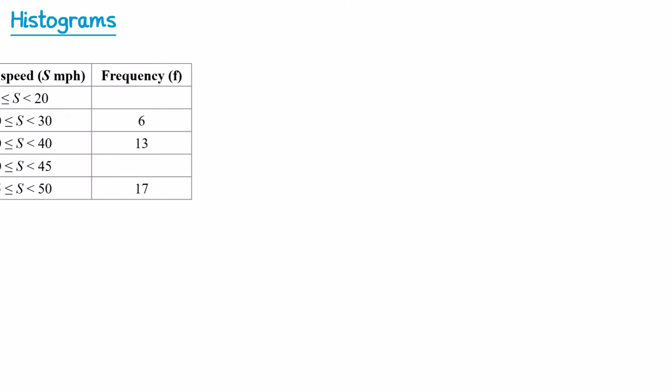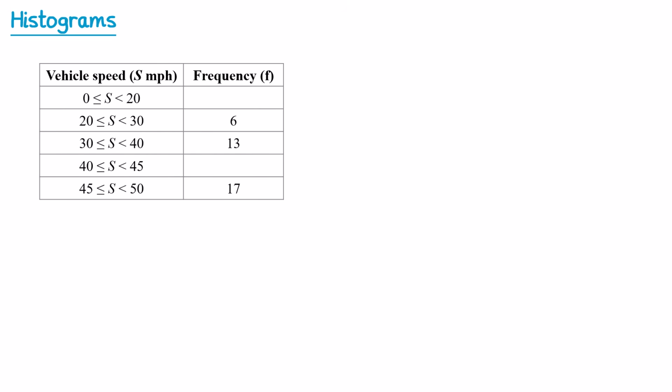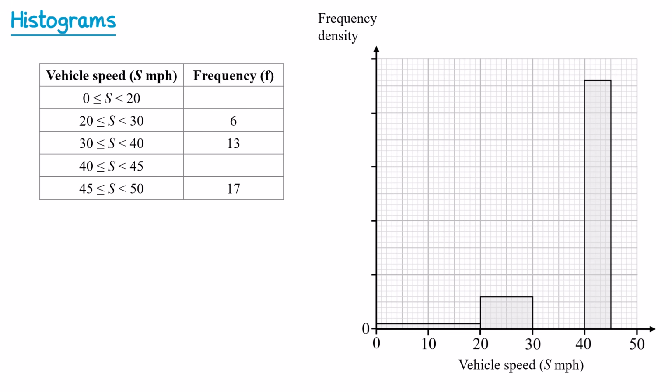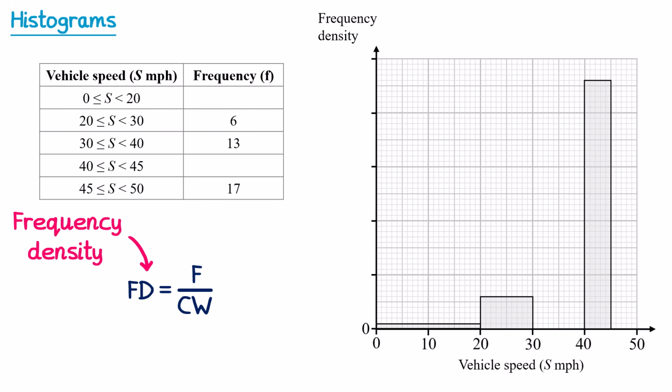So for the first question, we have this frequency table here that's partially complete, and this histogram here that's also partially complete. When working with histograms, we use this formula, where FD is the frequency density, F is the frequency, and CW is the class width. Let's use this formula to complete both the table and the histogram.